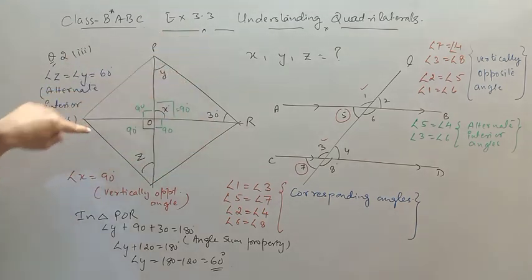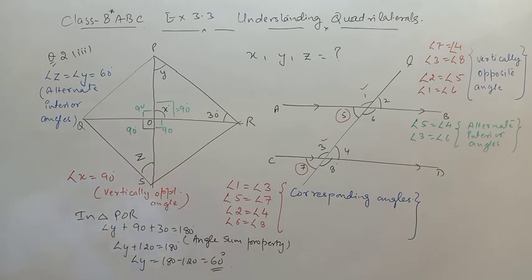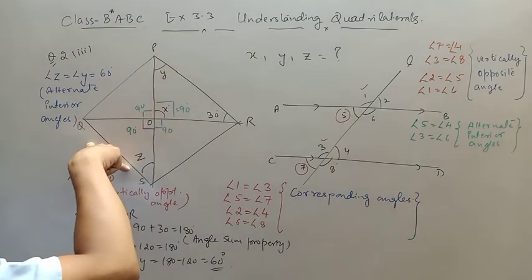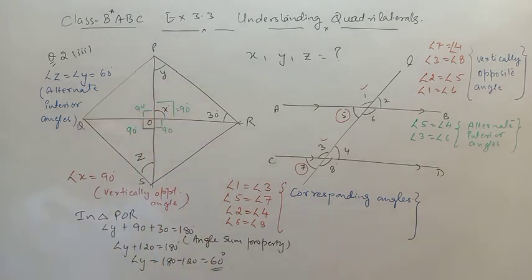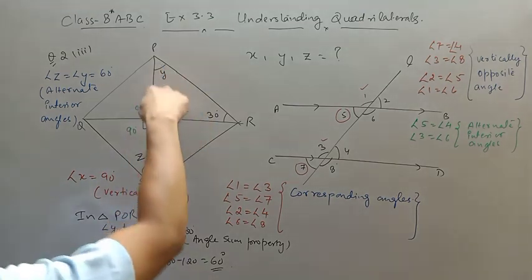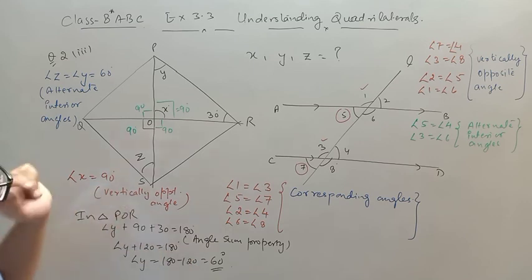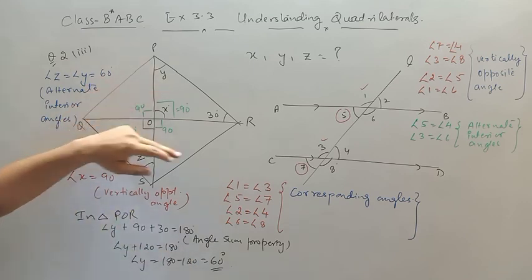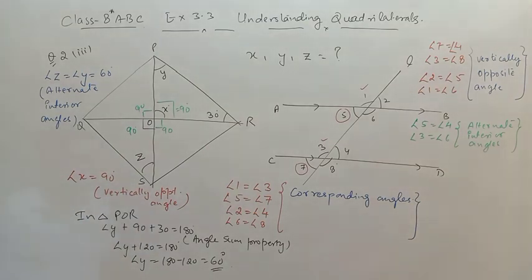So if you label this part like POR, and let's say this is Q and S, then PR is parallel to QS, PQ is parallel to RS, okay? These two angles are vertically opposite angles. Then you apply the angle sum property, that all the interior angles of a triangle equal 180 degrees. Then angle Y equals angle Z. The reason is alternate interior angles, okay? Note it down fast.